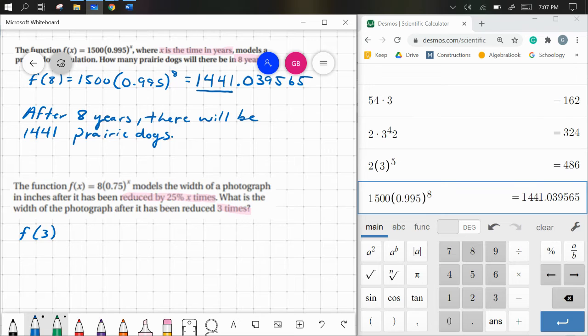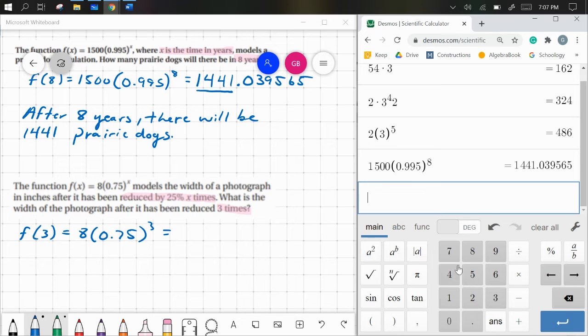So f of 3, 8 times 0.75 to the power of 3. Back to my calculator. 8 times 0.75 to the power of 3. And that's going to be 3.375. Okay.